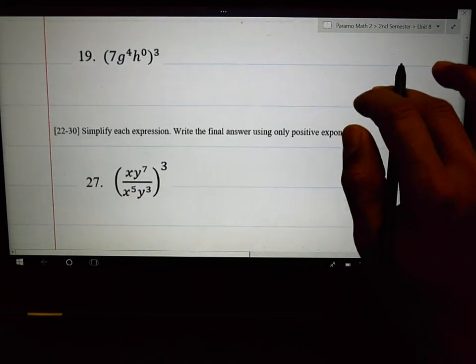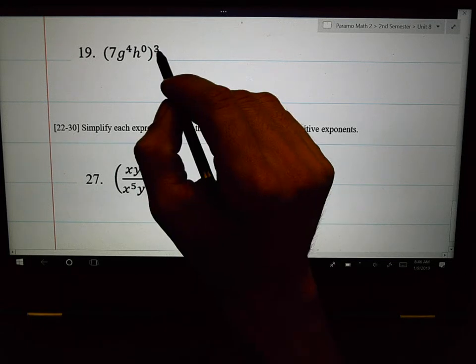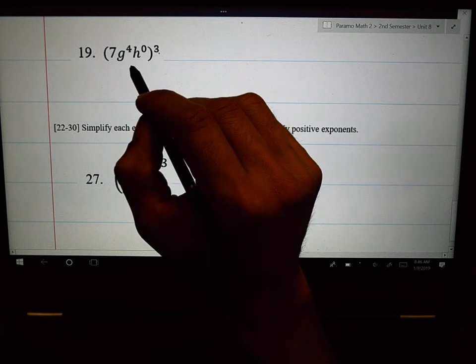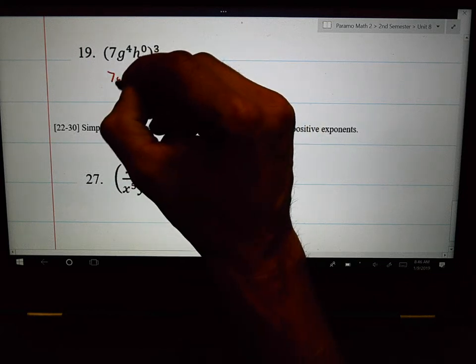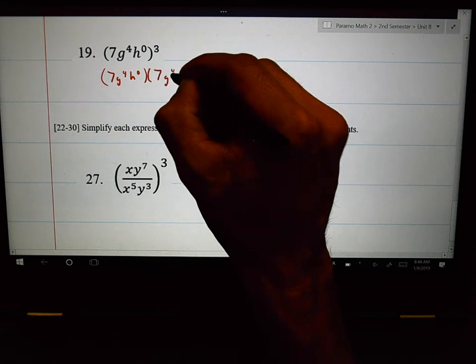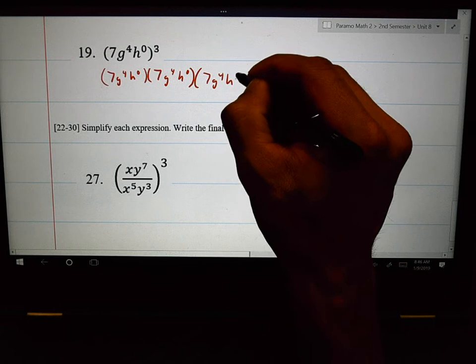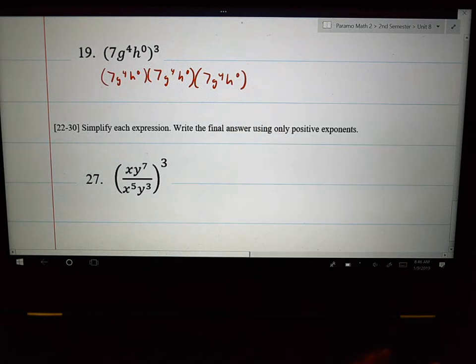I'll jump to number 19 next. If you ever have an exponent outside of parentheses, I usually don't show you any other shortcuts than saying, well, you have 3 factors of this. Let's write out those 3 factors. 7g to the 4th h to the 0, that's 1. 7g to the 4th h to the 0, that's 2. 7g to the 4th h to the 0, that's 3 factors of that. That's what it represents.